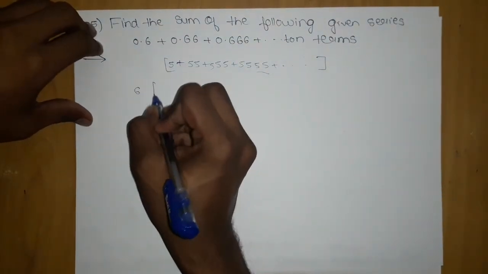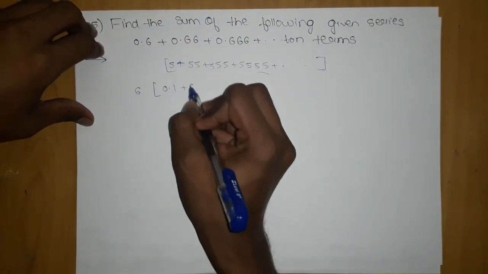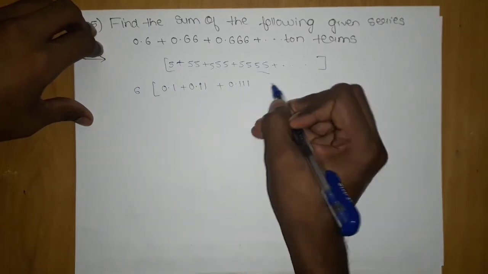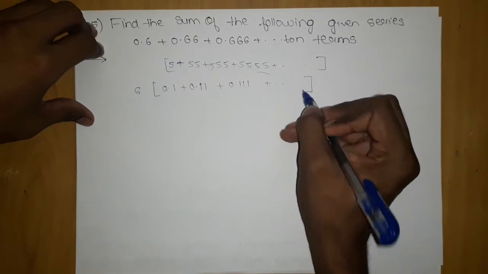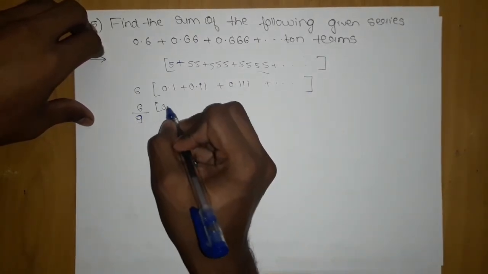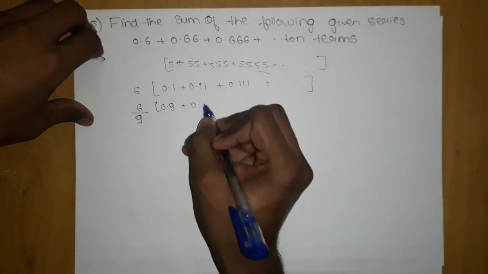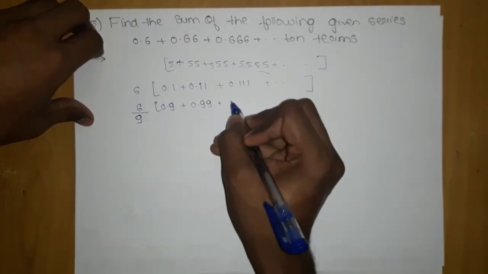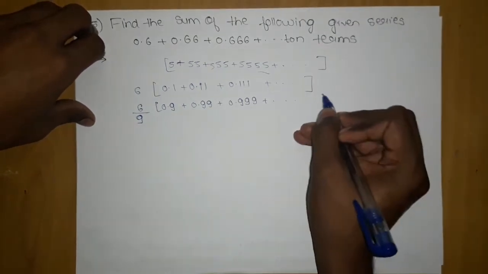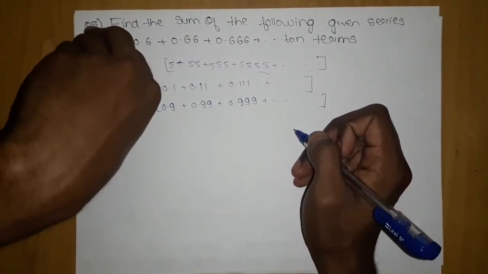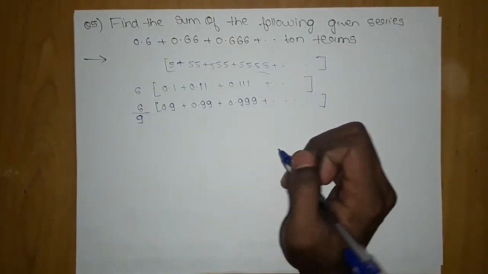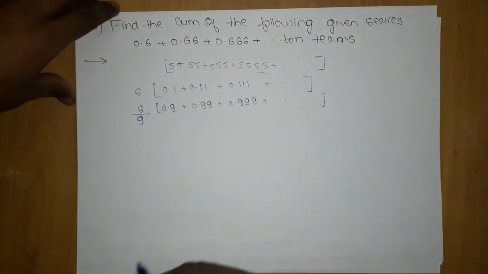If I take 6 common, what is left is 0.1 plus 0.11 plus 0.111 and so on. Now the second step was multiplying by 9. We multiply by 9: 0.9 plus 0.99 plus 0.999 and so on. Now what will be the next step? That is the most important.